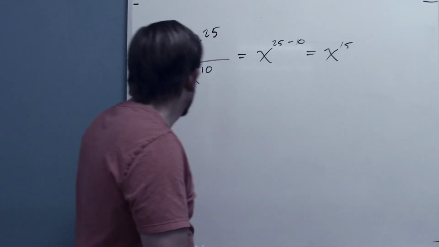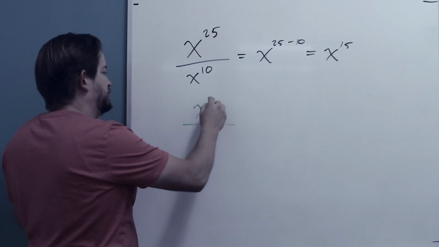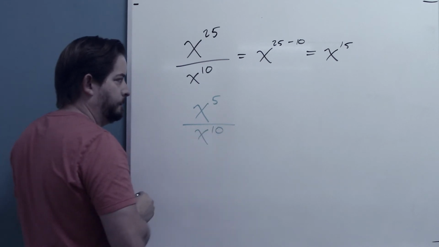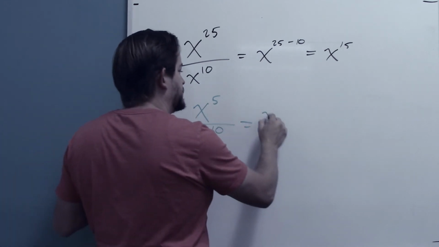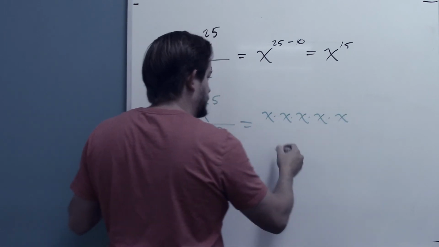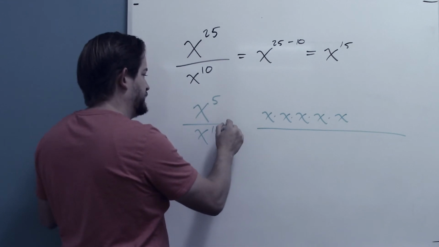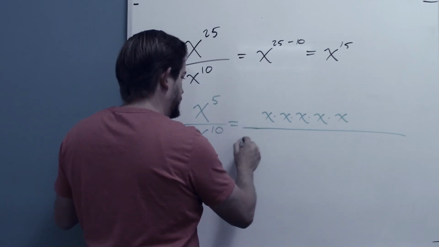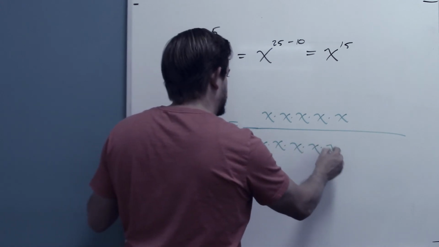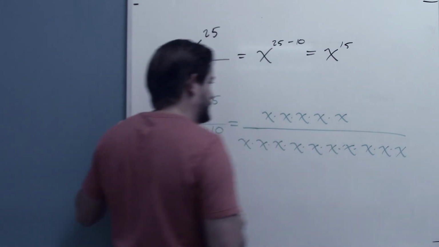What happens if I end up with something like, say, x to the 5 over x to the 10? If I draw it out as x times x, 5 of them in the numerator, and I now wish I didn't write 10 for the ones in my denominator, but here we go: 1, 2, 3, 4, 5, 6, 7, 8, 9, 10 of them, right?